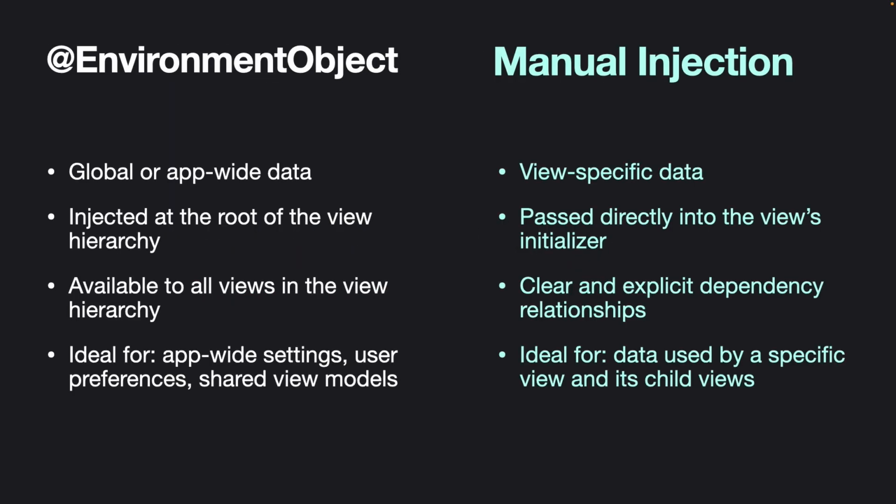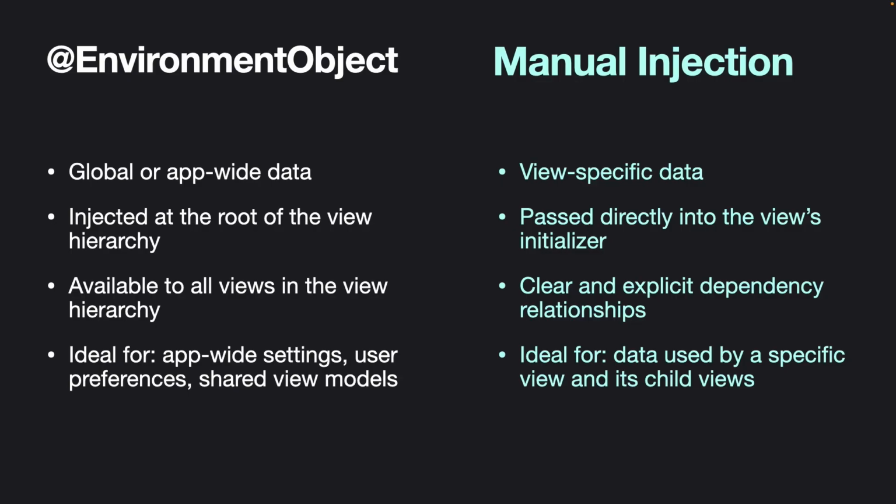Alright, let's talk about when to use @EnvironmentObject compared to injecting manually through initializers. @EnvironmentObject is great for global or app-wide data. You inject it once at the root of your view hierarchy, and then it's automatically available to all the child views. That makes it perfect for things like user preferences, app-wide settings, or view models shared across many screens.